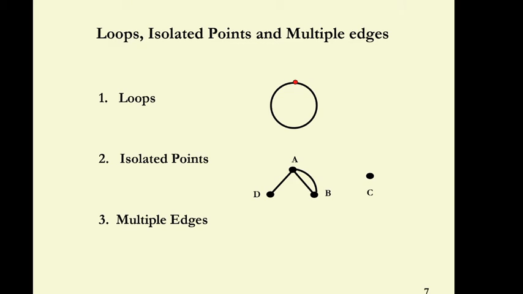Let us see what is the concept of loop, isolated points and multiple edges. Loops are edges which start from a particular vertex and end in the same vertex. Isolated points do not have any edges incident on them. In this figure, the point C is an isolated point. Multiple edges are formed when there is more than one edge joining 2 vertices. Here the vertices A and B are joined by multiple edges.